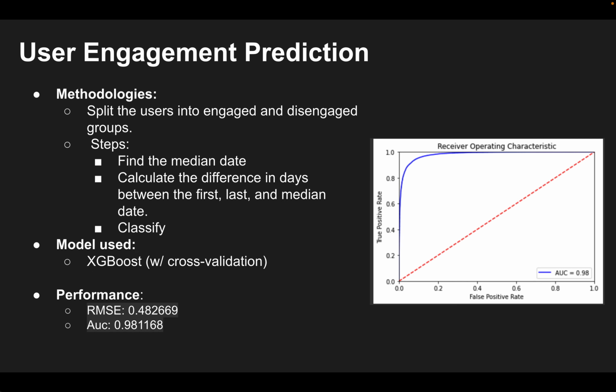Next, we go to user engagement prediction. In terms of methodologies, I split the users into engaged and disengaged groups. The user is engaged if he spent more time after the median date. In terms of the model, we used XGBoost. In terms of the performance, we got an AUC of 0.98. This showed that we could successfully predict user engagement based on variables like activities and success, etc. And then we hope the user attribute information can be used to better understand the user base and reduce the user churn rate.